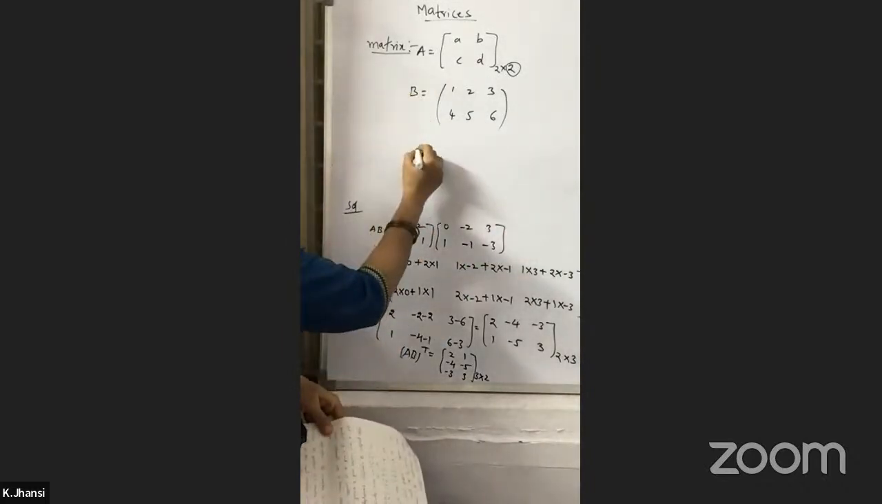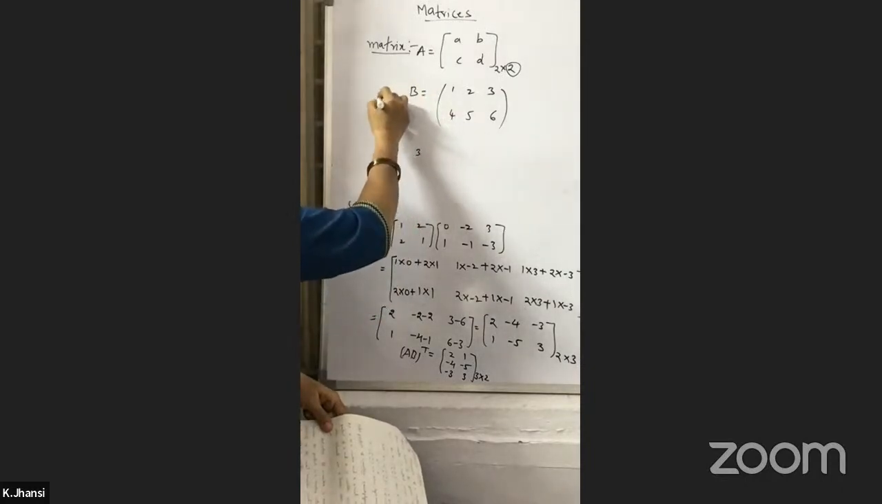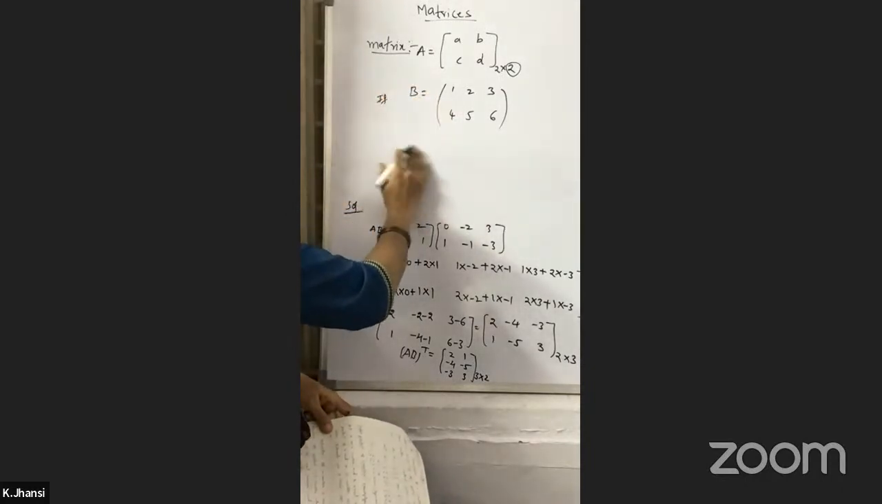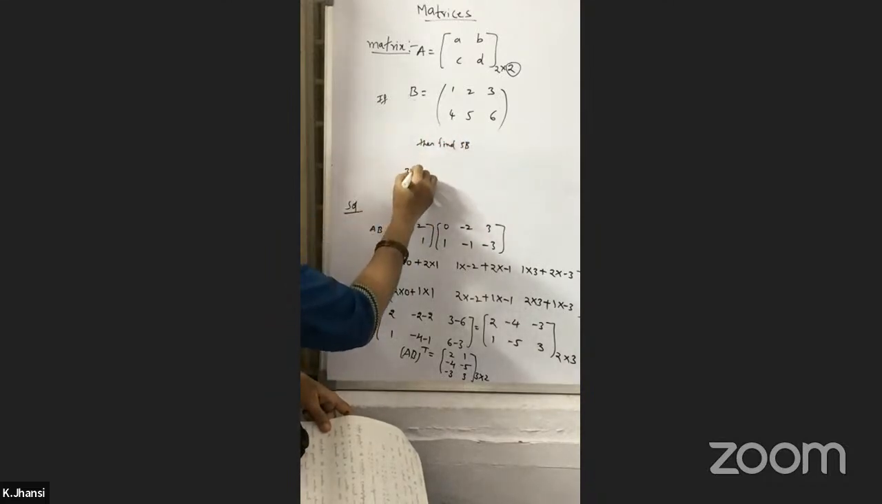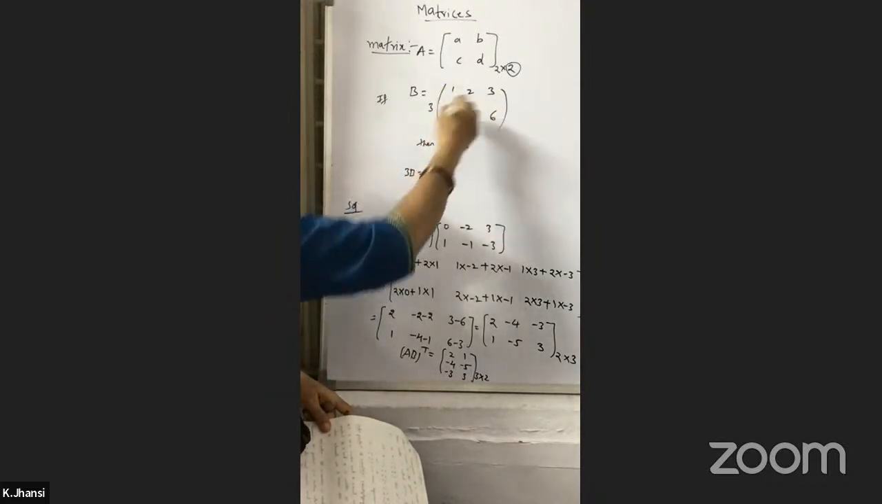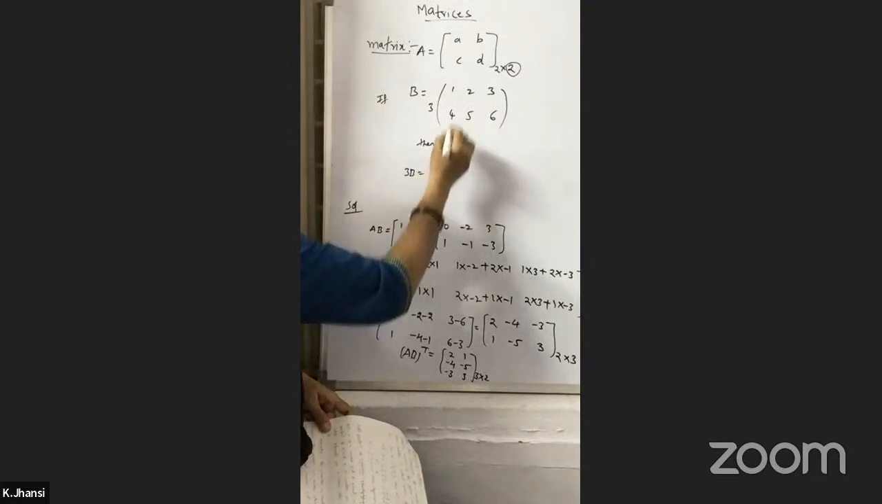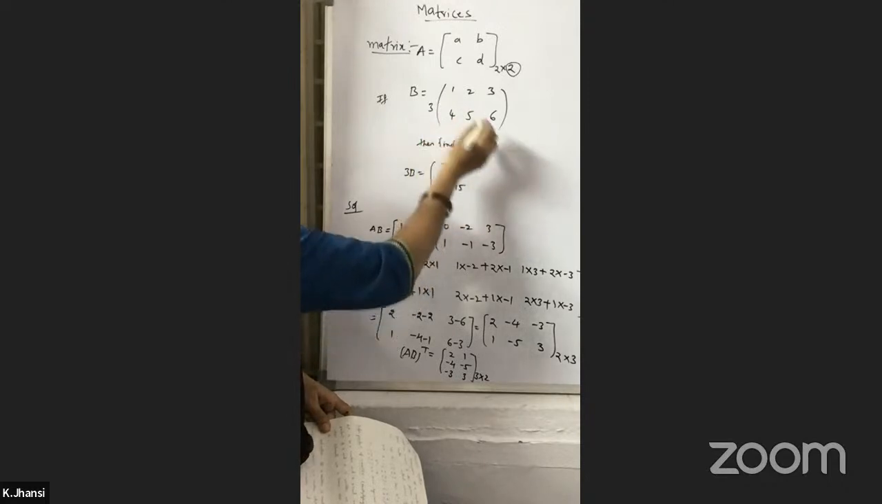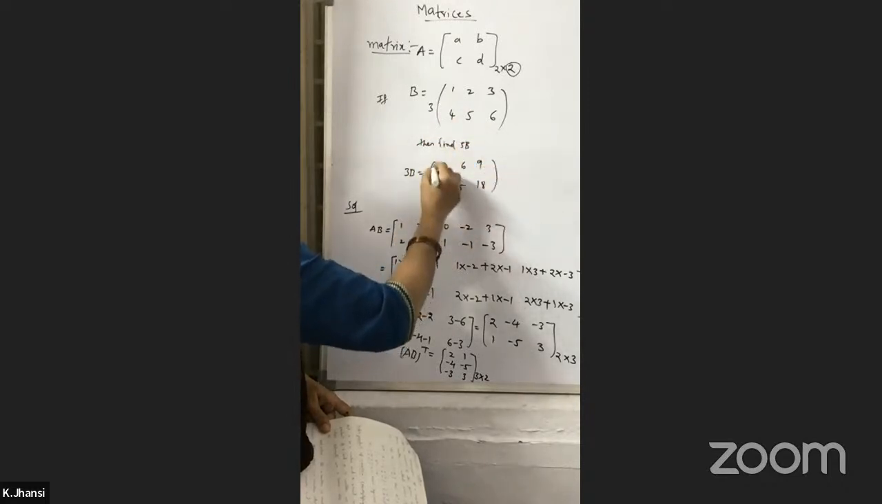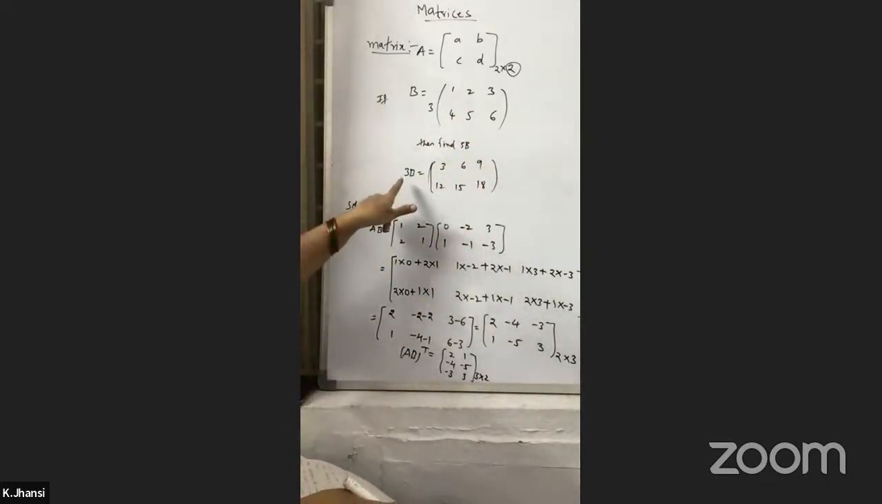If 3B is asked in the examination, and B is given, then find 3B. 3B means whatever 3 is there, you have to multiply it with the whole matrix. Then you will get 3 2s are 6, 3 3s are 9, 3 4s are 12, 3 5s are 15, 3 6s are 18. Okay, this is called a scalar product.